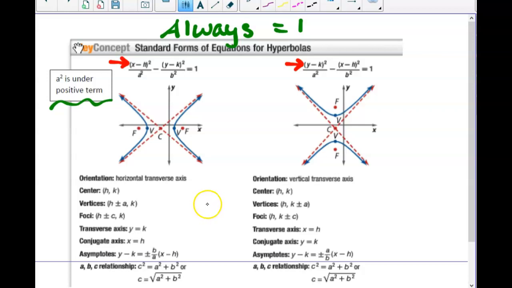Now, there's a lot of crazy business on here. The ones you need to be able to tell me are center, vertices, foci, and the equation of the asymptotes. We are not going to worry about transverse axis, conjugate axis, okay? And we're going to introduce C today. So we're going to have A and B and C. And to find C, we're just going to use a squared plus b squared equals c squared. Now, with ellipses, that's a little bit different.